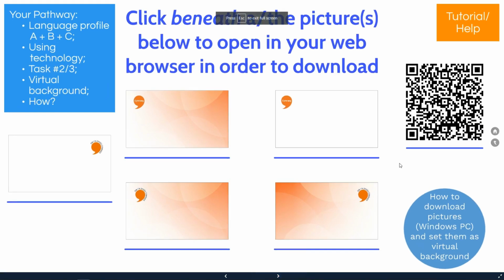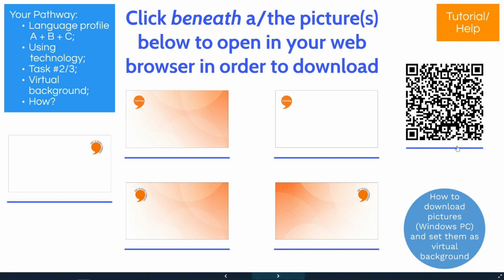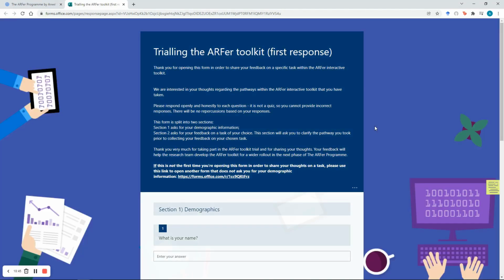Additionally, you will see this QR code somewhere on each page that includes a task. If you scan this with the camera on your smartphone or tablet, you will open a survey for the chance to share some feedback on that task. It is also possible to click beneath the QR code in order to open the survey in your web browser. For example, if I just click underneath the QR code, it will open in my web browser ready for me to share my thoughts regarding the task. I will just return to the interactive toolkit now.